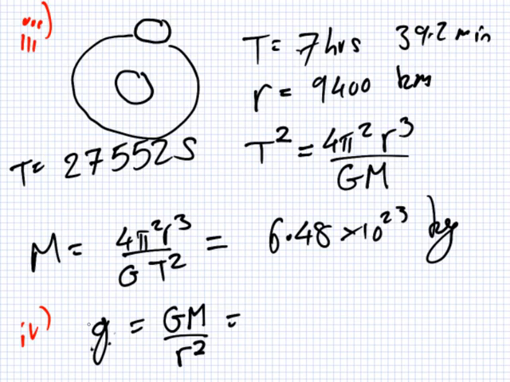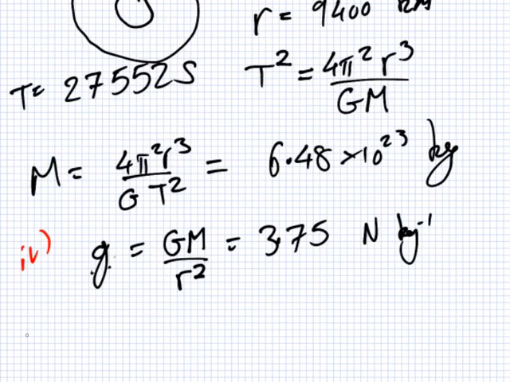All right. So I get an answer of 3.75 newtons per kilogram, which is correct. Okay. C part 1.